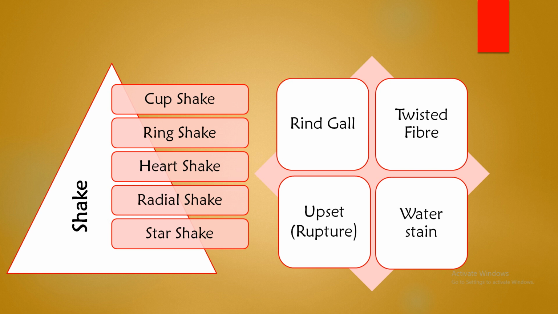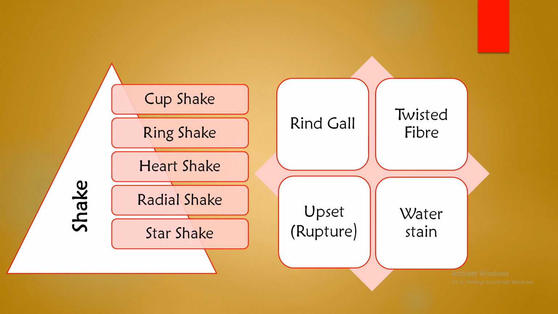A cup shake is the decay or a crack in the annular ring at some point of the tree. It is called a cup shake. A ring shake is when a cup shake increases to a ring. It forms different layers around, just like the annular rings are separated. It is called the ring shake.